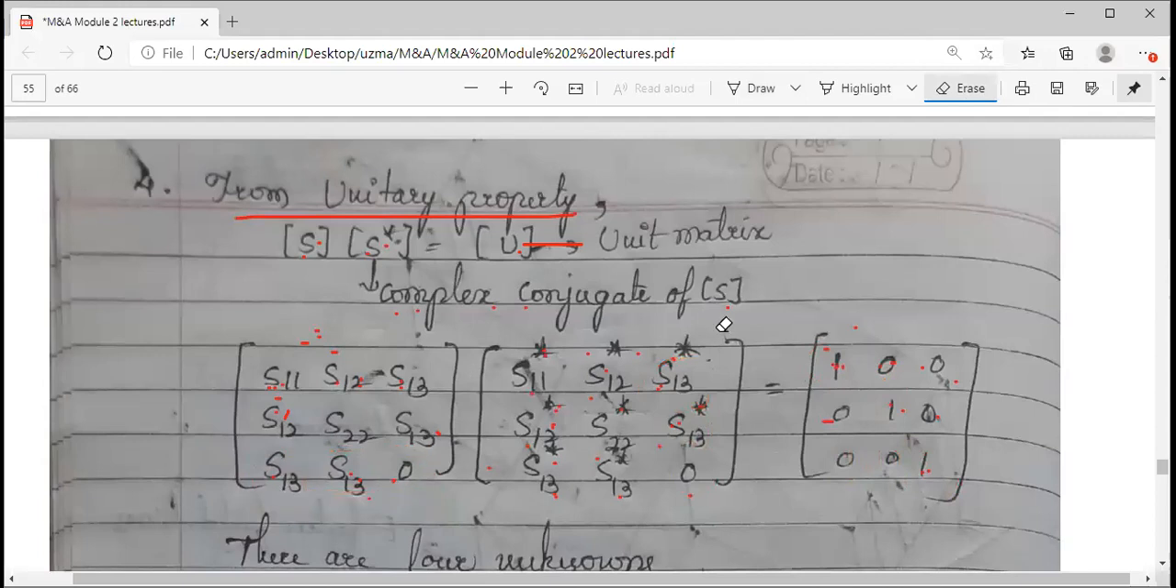So totally three equations. How did the first equation come? How to get this? First row, first column, for this one. Second row, second column, for this one. Third row, third column, for this last one. I have got three equations.